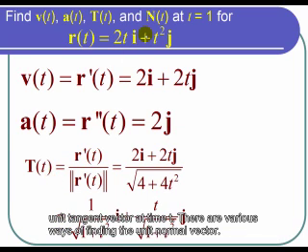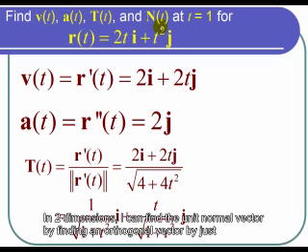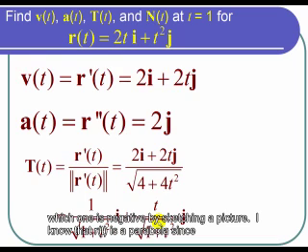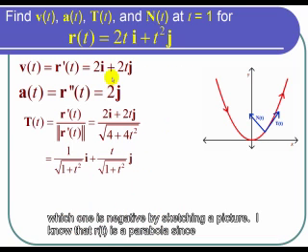So there's various ways of finding the unit normal vector. In 2 dimensions, I can find the unit normal vector by finding an orthogonal vector by just switching the i and the j components and making one of them negative. I could figure out which one is negative by sketching a picture.